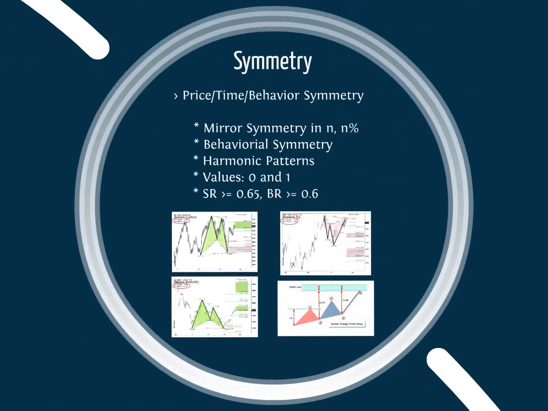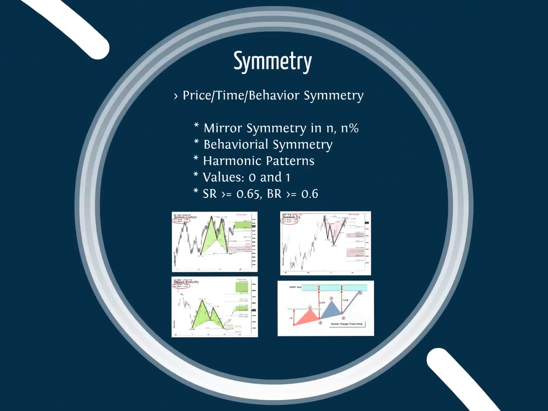And the next one is the symmetry. Symmetry is a bit complex to discuss. If you use mathematics, you probably know what mirror and behavioral symmetries are. But every pattern has some type of symmetrical behavior, and that's what I measure. And these are measured between 0 and 1.